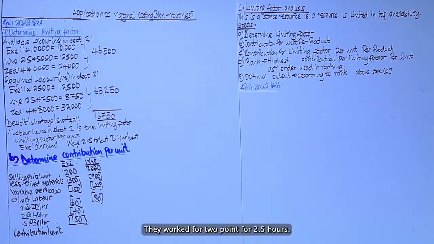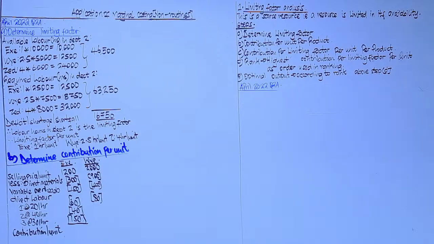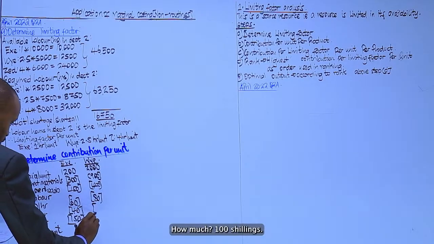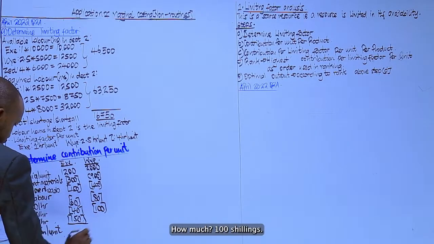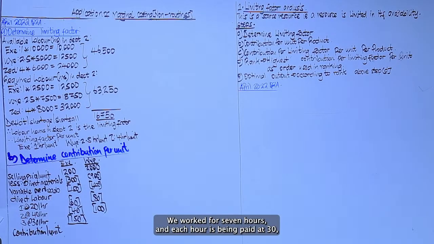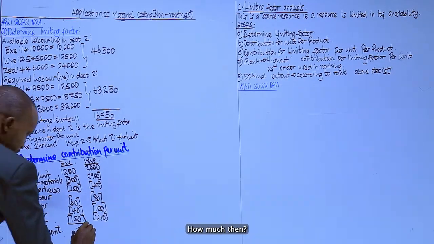Department 2, they worked for 2.5 hours, but each hour is being paid at how much? 40. So therefore, they will be paid how much? 100 shillings. Department 3, they worked for 7 hours and each hour is being paid at 30. So that they will be paid how much? 210.